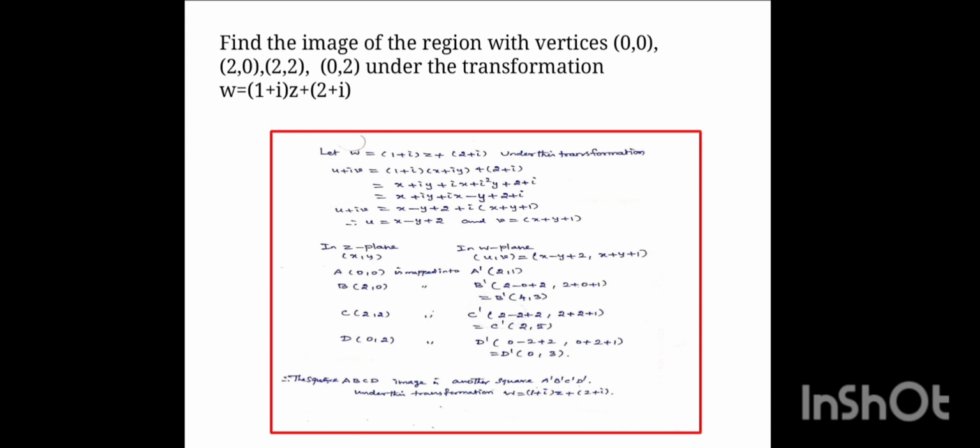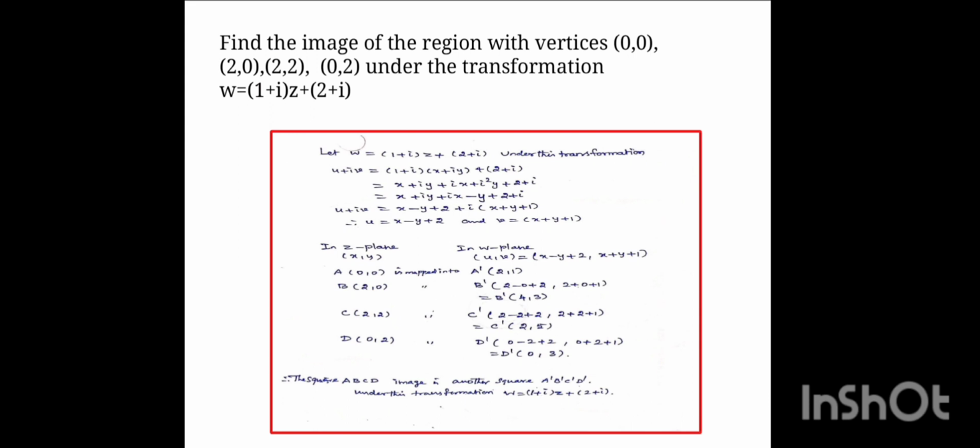Put w equal to u plus iv and z equal to x plus iy. So the result is u plus iv equal to (1 plus i) into (x plus iy) plus 2 plus i. After the simplification, u plus iv equal to (x minus y plus 2) plus i into (x plus y plus 1). Therefore, u equal to x minus y plus 2 and v equal to x plus y plus 1. In the z plane, the coordinate is (x, y). In the w plane, the coordinate is (u, v). u means x minus y plus 2, v means x plus y plus 1.